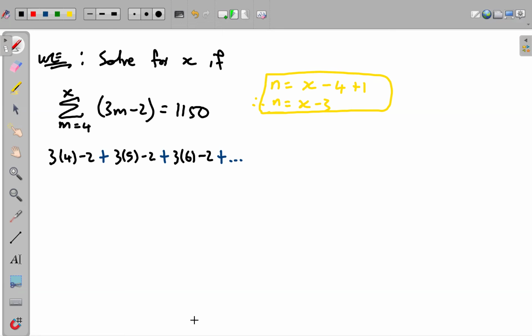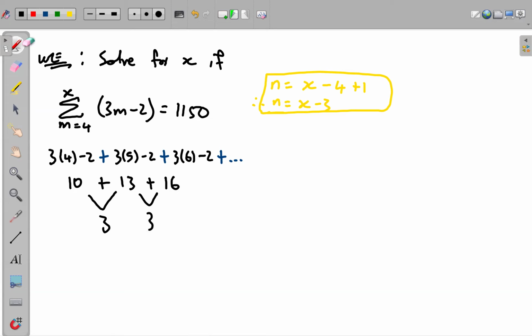12 minus a 2 is a 10. And then 15 minus a 2 is a 13. Then 3 times 6 is an 18, and we have to subtract a 2. That is a 16. Then I see now clearly that there is a constant difference of 3.